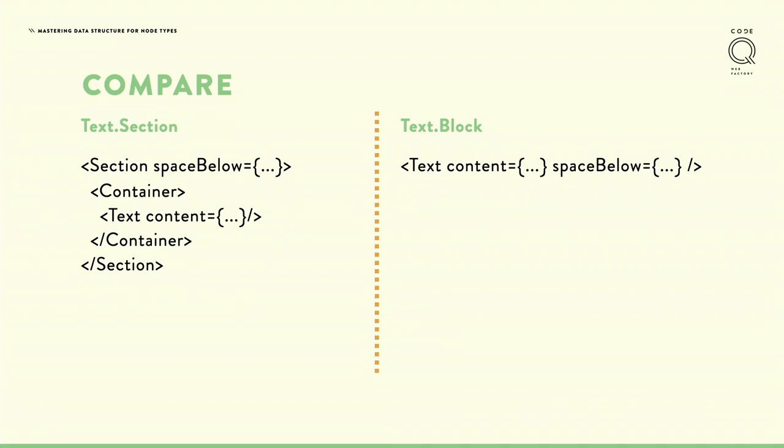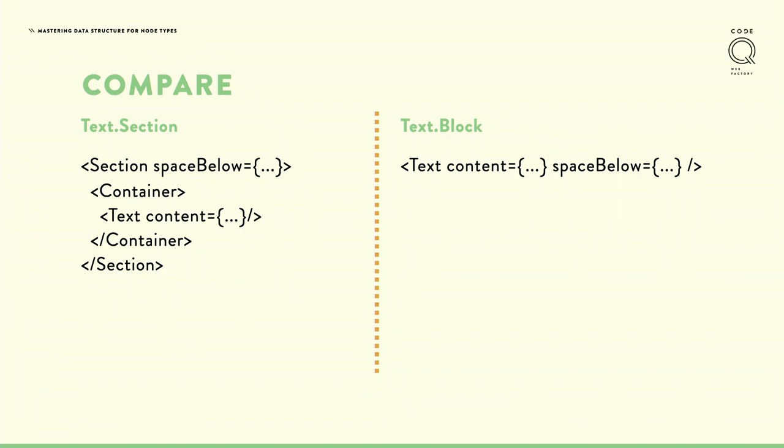Now, let's compare if you create a text section and a text block. A text section would start by having a section element with probably a configurable space below. Then inside that you have a container, which is a default container thing, and inside that you put the content. On the other hand, if you have a text block which can be put in a section, it just renders a text and has space below.